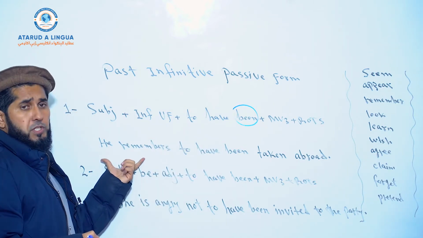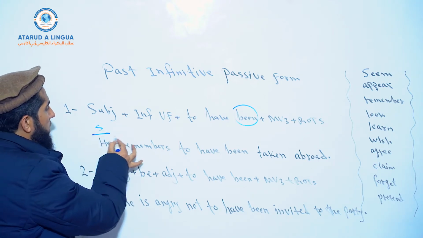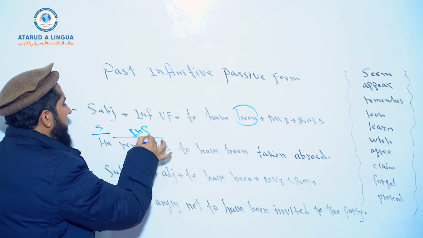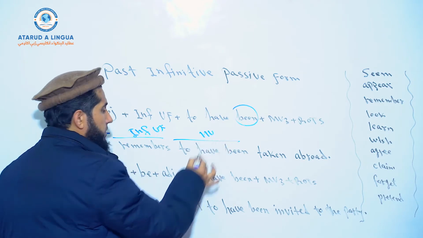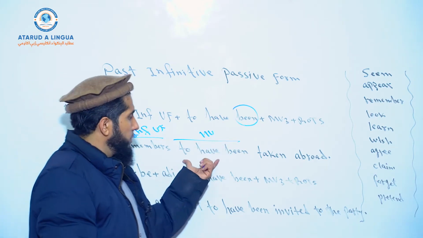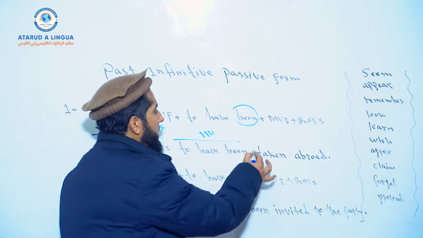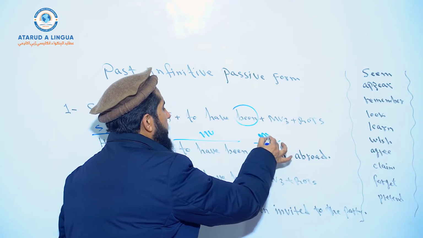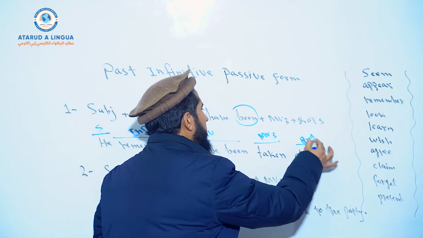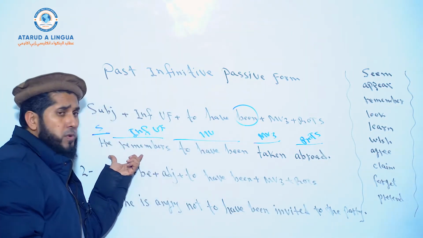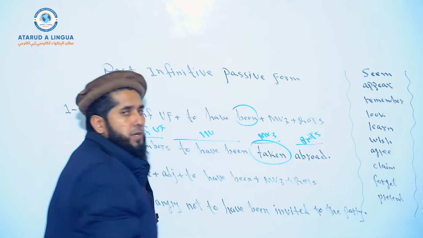So let's match the example with the structure. What is he according to the structure? Subject. What is remembers? Infinitive verb form in simple present tense. And to have been, helping verbs. Okay? For active form, only to have. And for passive form, to have been. And taken, a main verb and third or past participle form. And whatever comes after that, rest of the sentence. So now, who remembers? He remembers. To have been taken, the main verb is over here.